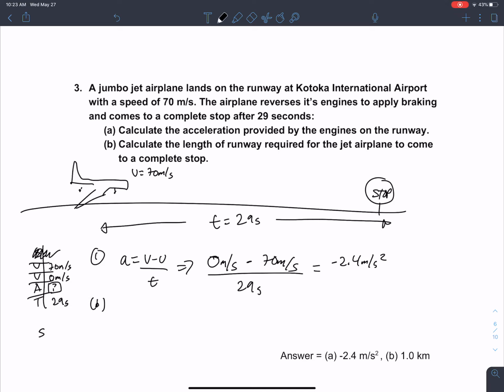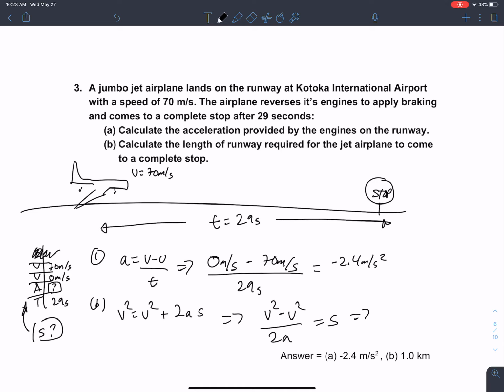Okay, now we're looking for S using all those variables. So the length of the runway, I can use a whole variety of things. So I'm going to use one that we haven't used before: V squared is equal to U squared plus 2AS. Let's try that one. To find S, I would just have V squared minus U squared divided by 2A is equal to S.